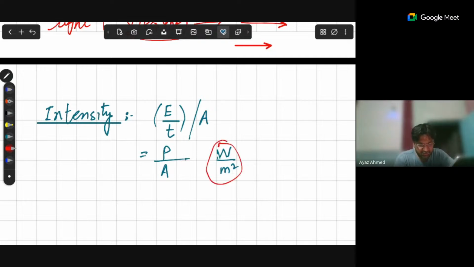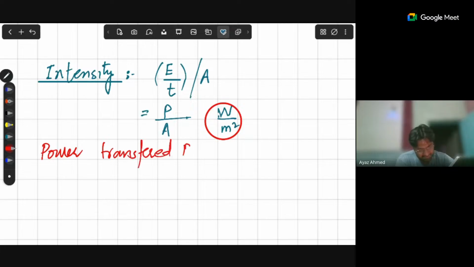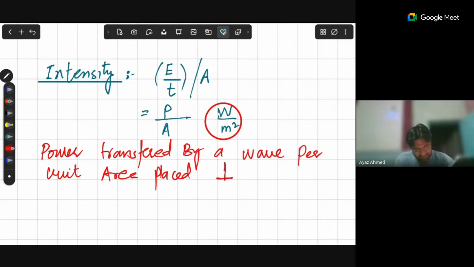Watt per square meter is power delivered per unit area. So you can simply write that intensity is the power transferred by a wave per unit area placed perpendicular to it. Is it clear to you?